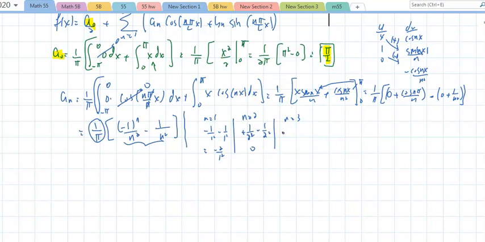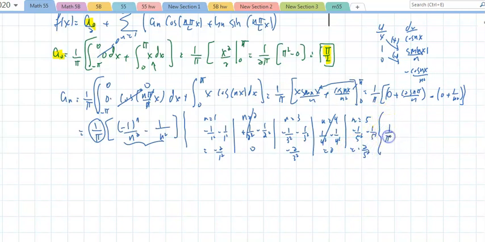N equal 3, I'm going to get negative 1 over 3 squared minus 1 over 3 squared. I'm going to get negative 2 over 3 squared. N equal 4, can you guess what I'm going to get? 1 over 4 squared minus 1 over 4 squared. That's going to be 0. So it seems the evens are done, and the odds are going to remain. If I let n equal 5, negative 1 over 5 squared minus 1 over 5 squared. That is negative 2 over 5 squared. So altogether, it appears I'm getting 1 over pi times a negative 2 over 2n minus 1 squared. That should be the odds at n equal 1.